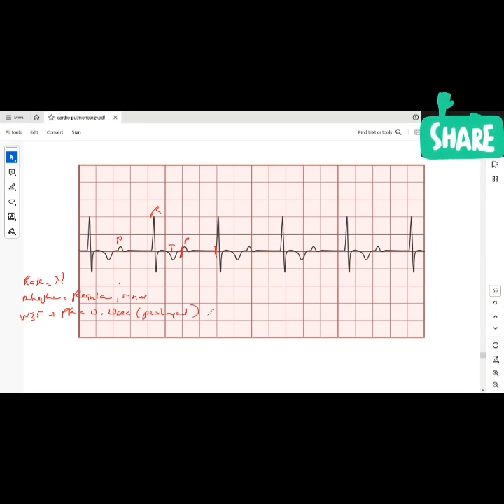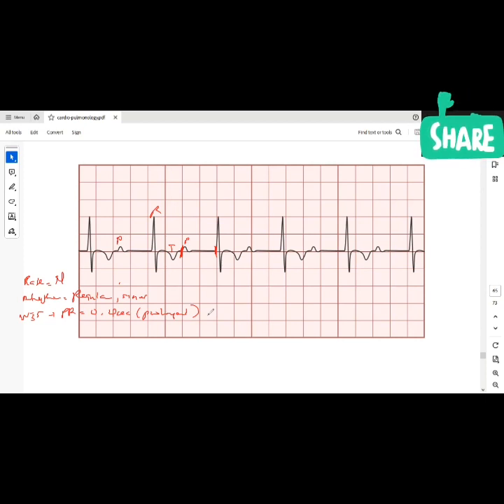So tell me what that means. I see my PR interval is prolonged. What should I be thinking? What should be on my mind? Thinking like there's something wrong at the SA node. SA node. Are you sure? What does the PR interval represent?